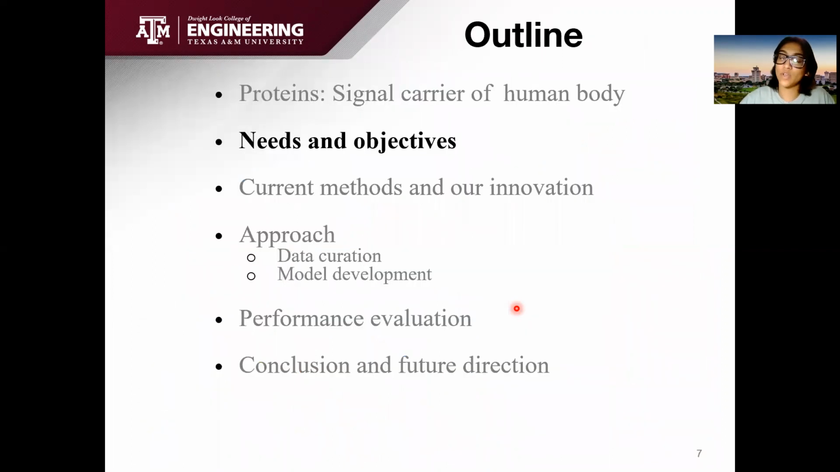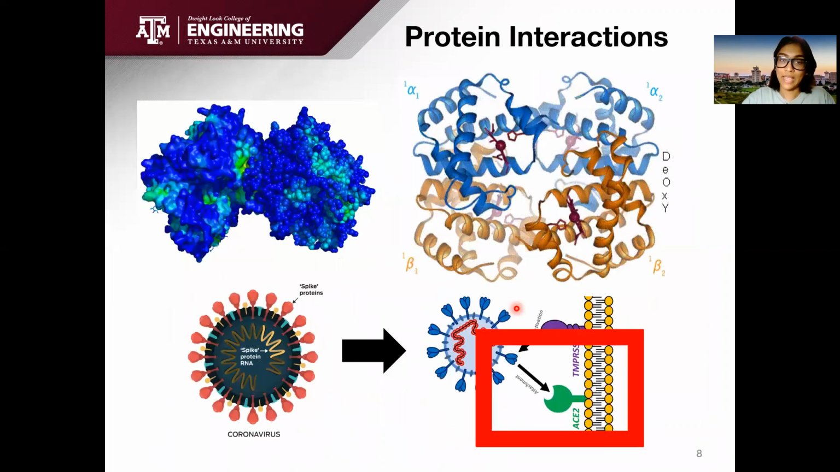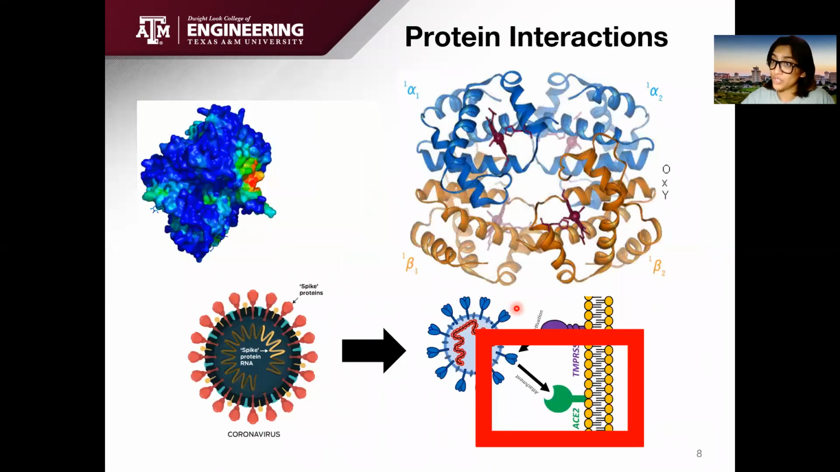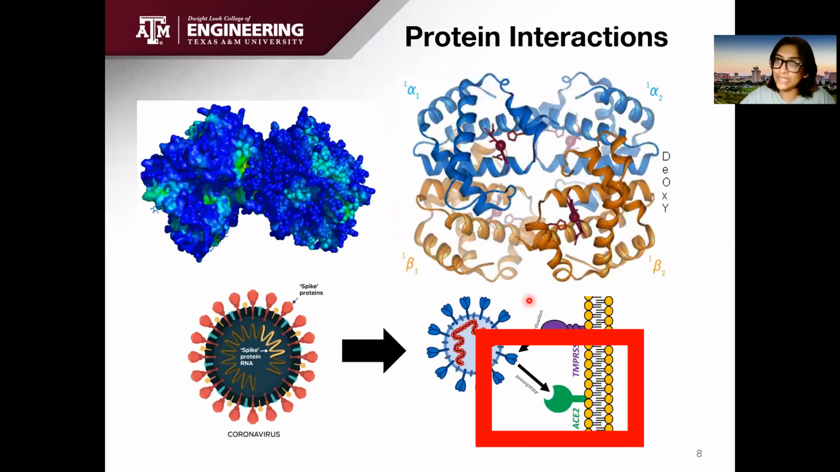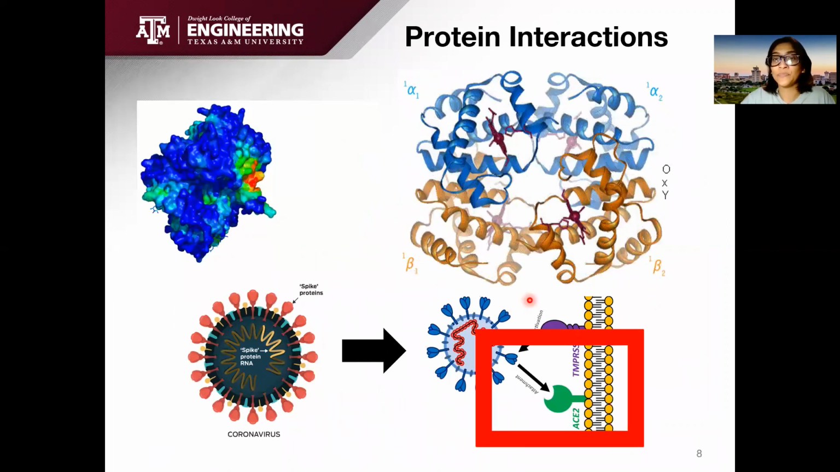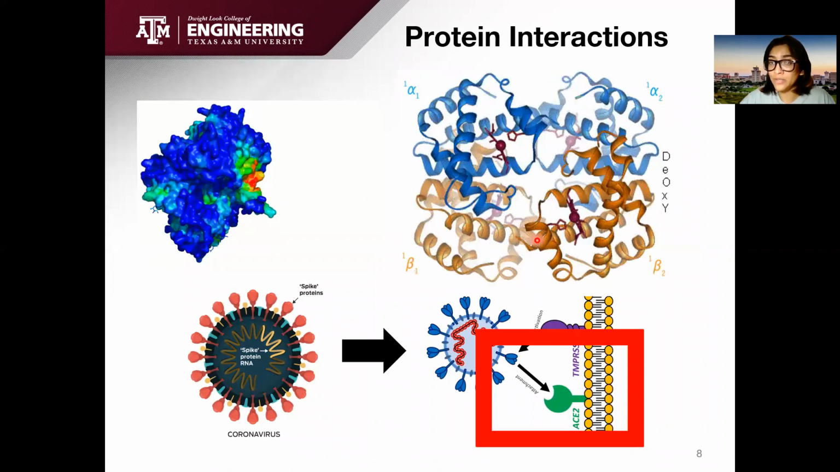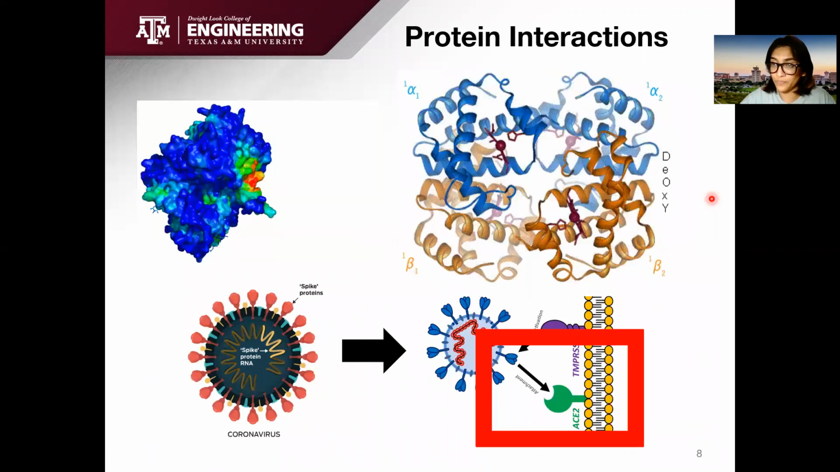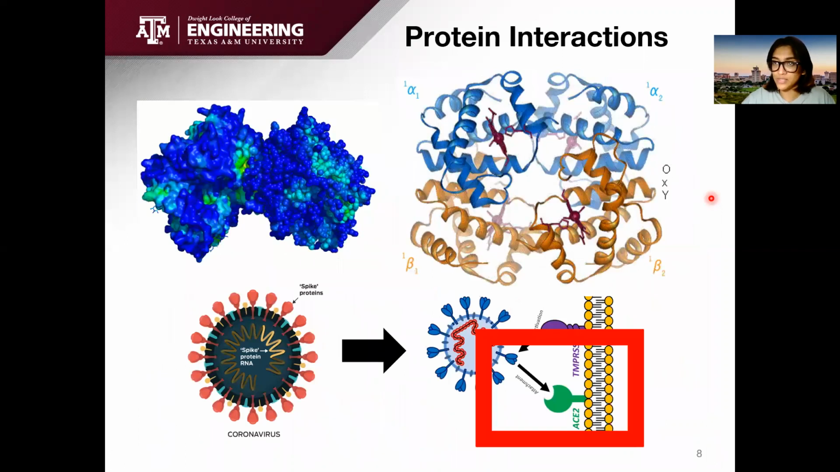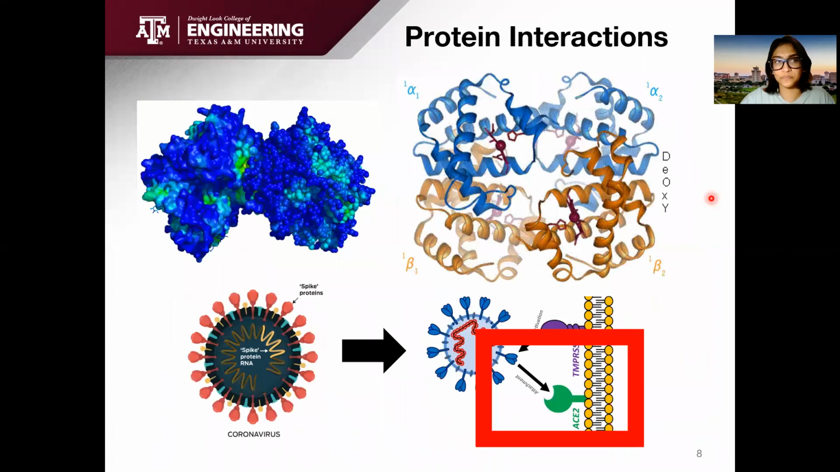The needs and objectives of our research. Thanks to the advancement of biological science, we know a lot about proteins, but yet we know very little about how they interact with each other. Here is a figure of hemoglobin interacting with 4 different chains, forming oxy and deoxy form. The current pandemic, coronavirus, also uses protein interaction.